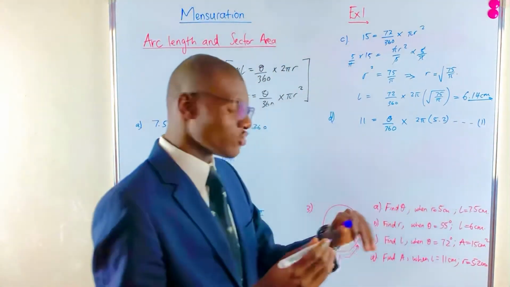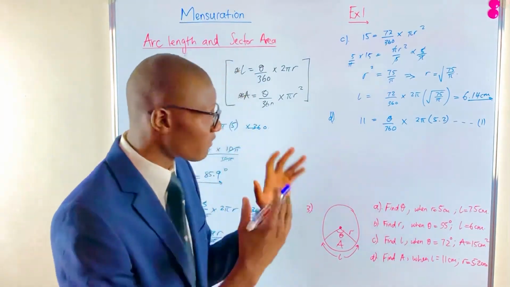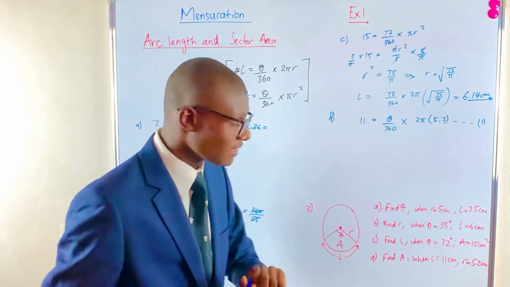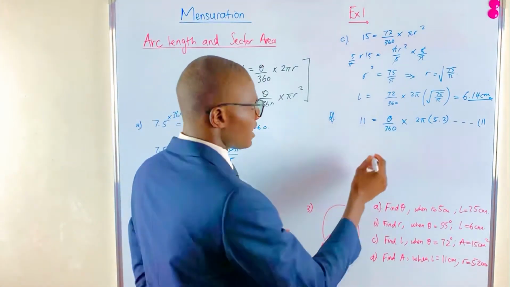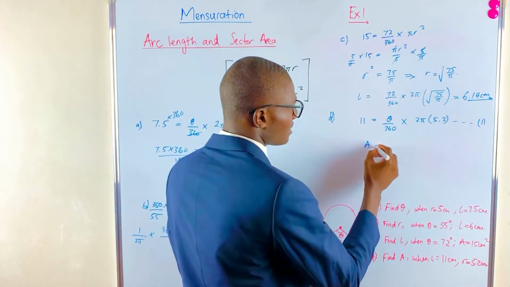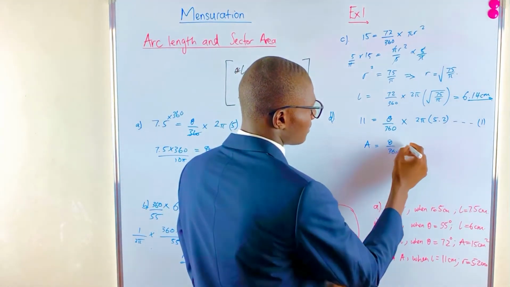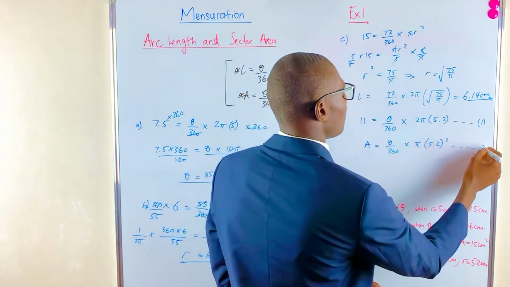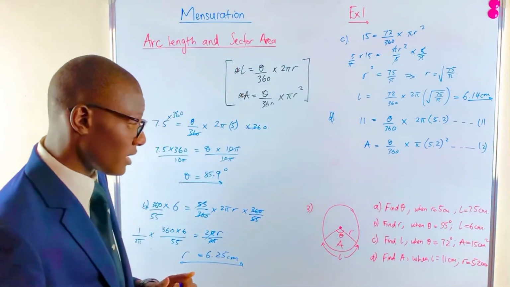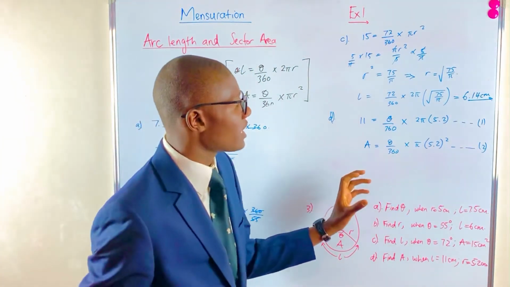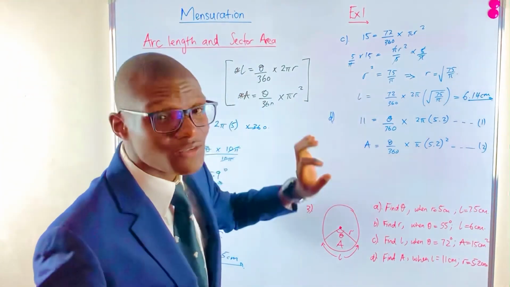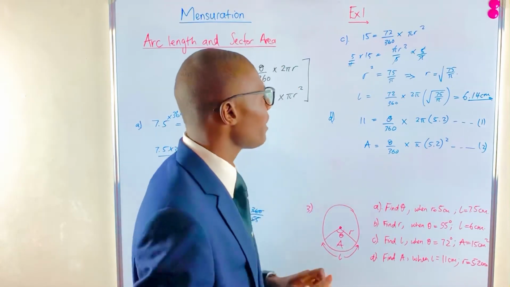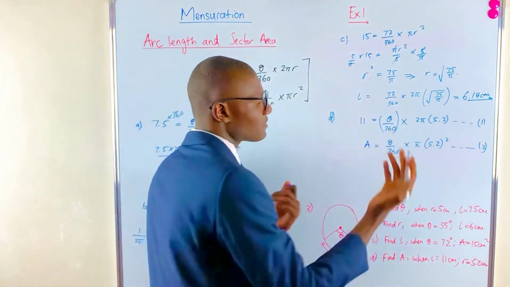Because here I need to show you something interesting. We don't have to necessarily go around and around in circles. So this is for the arc length. Now for the sector area, we are saying A, which we want, is equal to theta over 360 times pi r squared, 5.2 squared. Then we call this 2. But what do we see here? What we can see is that theta over 360 is common in both equations.